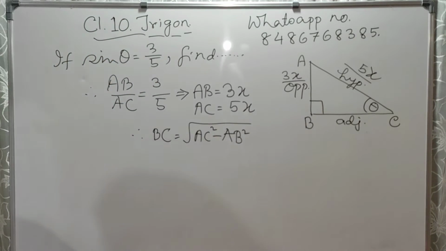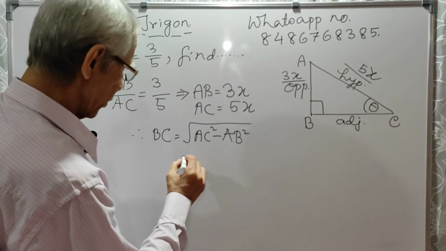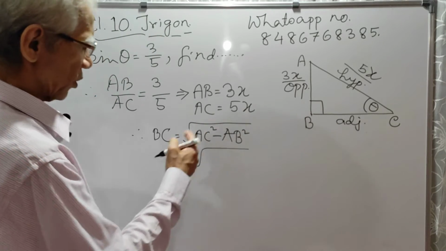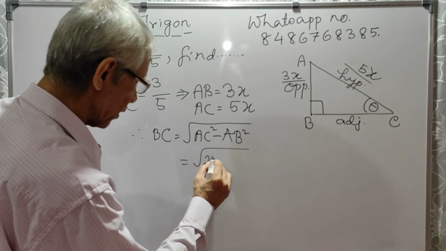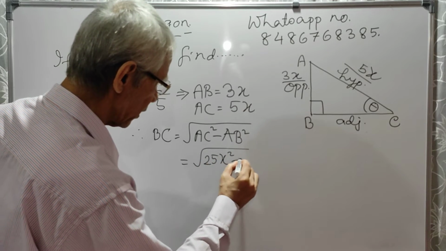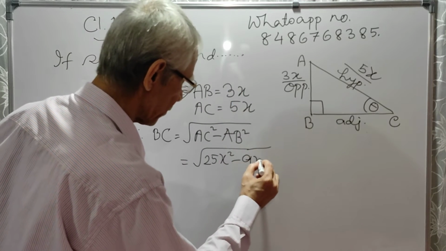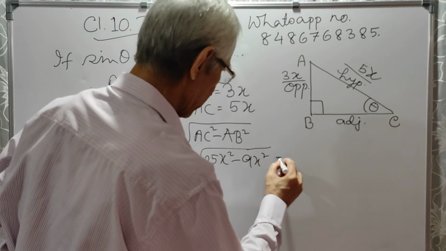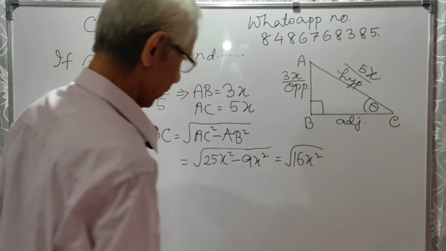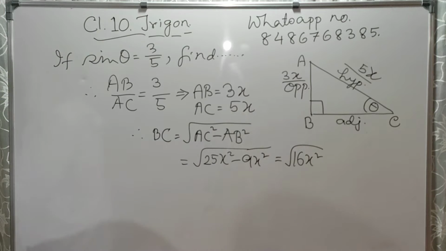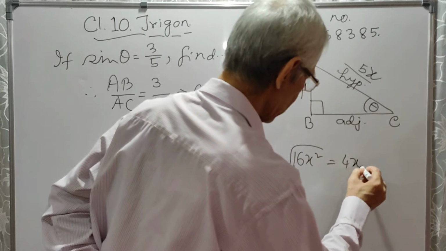Using Pythagoras theorem, what is BC? Square root of AC square minus AB square. That means AC square. AC is what? 5x. So AC square will be 25x square, minus AB square. AB is 3x, so AB square will be 9x square. So that is equal to square root of 25x square minus 9x square, 16x square. Now square root of 16 is 4x. Square root of x square is x.